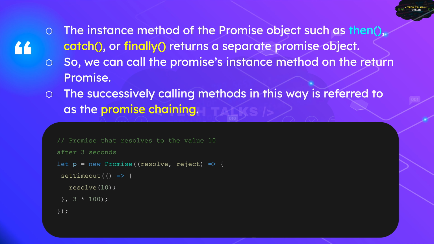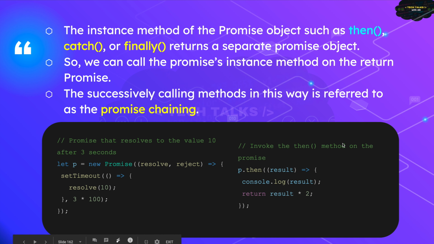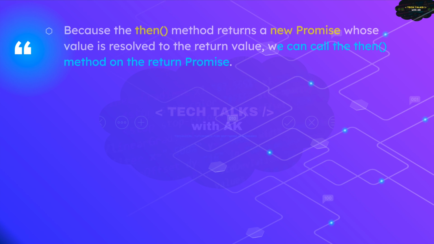We have a promise that resolves to the value 10 after 3 seconds, defined like this. We can invoke the then method on the promise. So p.then, console log result, and return result into 2. Because the then method returns a new promise whose value is resolved to the return value, we can call the then method of the returned promise.